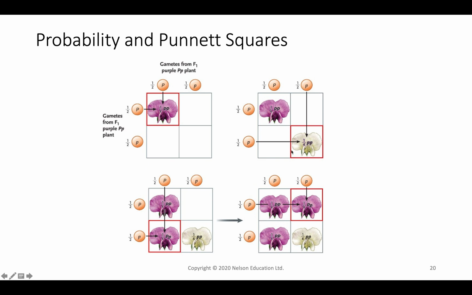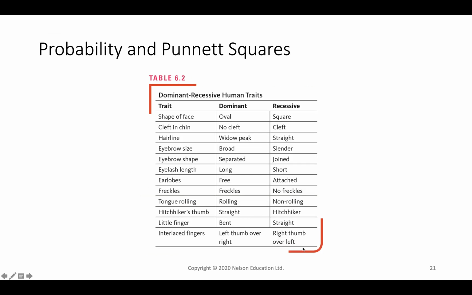So what do I mean by 1 to 2 to 1? One of them is going to be homozygous dominant. One of them is going to be homozygous recessive, appearing as white. 2 of them are going to be heterozygotes. That's a 1 to 2 to 1 ratio of the genotype. But again, if we're talking about the phenotype, we're looking at a 3 to 1 ratio. Okay, so I hope that clarifies for you.